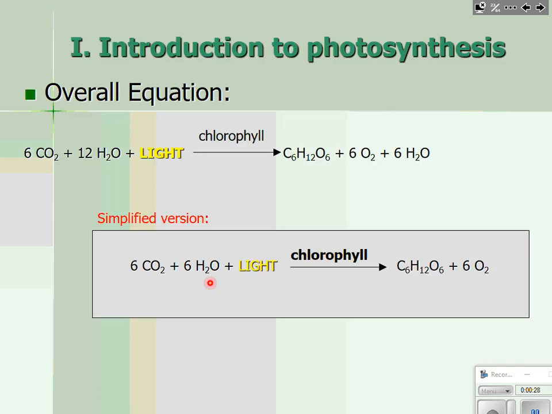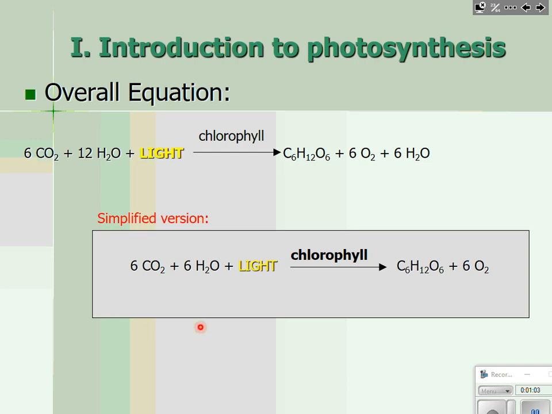So let's begin today by looking at the overall chemical equation that summarizes the photosynthetic process. And that's exactly what this does. This is just an overall summary of the chemicals that go into photosynthesis and the things that are produced by photosynthesis. There's two different versions of this equation that you may see in various biology textbooks. I prefer the one that I've highlighted here, the simplified version.